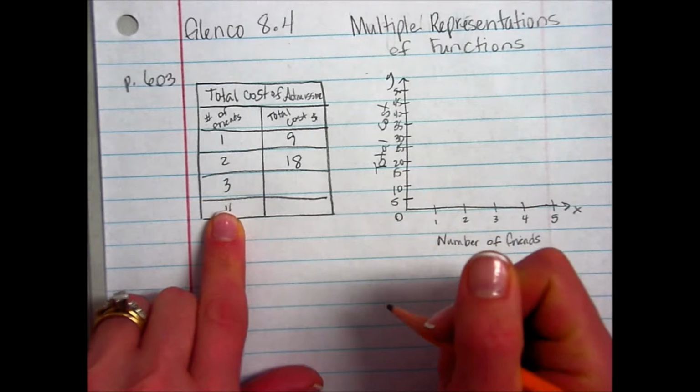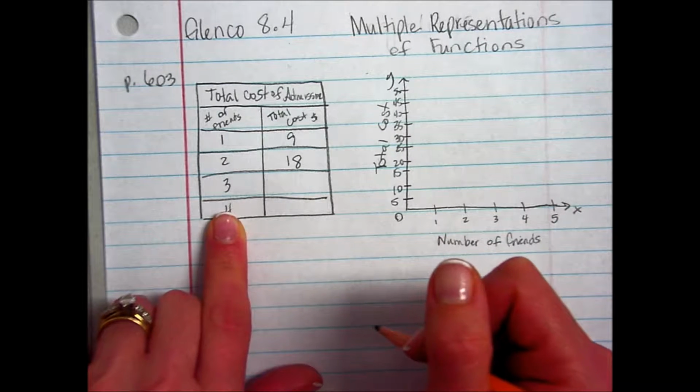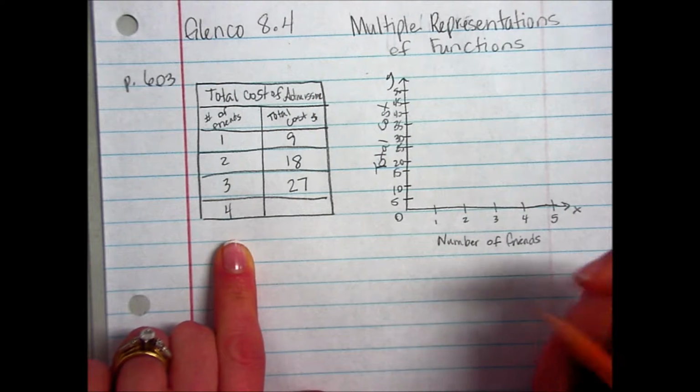And how much will it cost for three people to go to the museum, Nadia? $27. Thank you. And how much for four, Emma? $36.